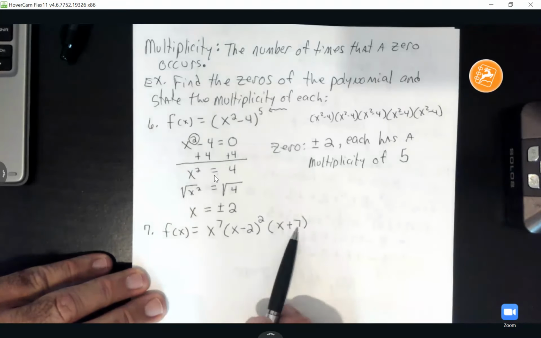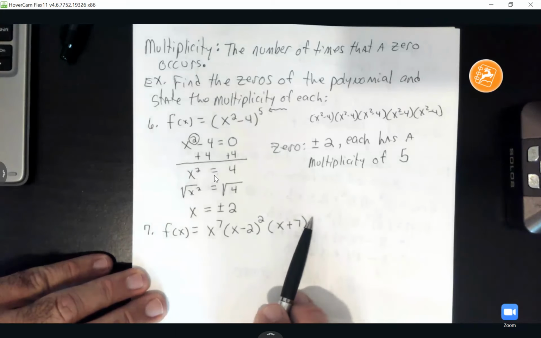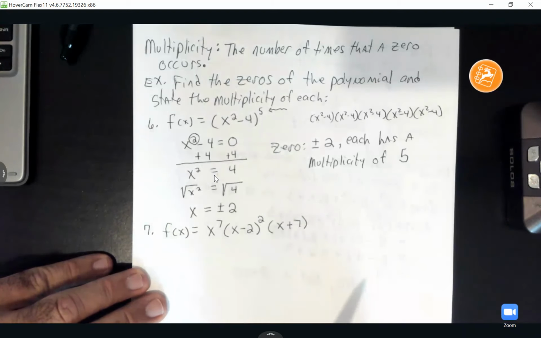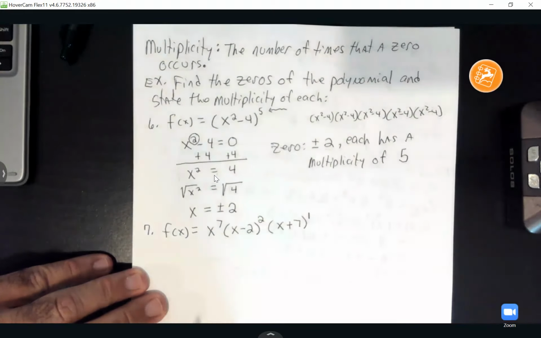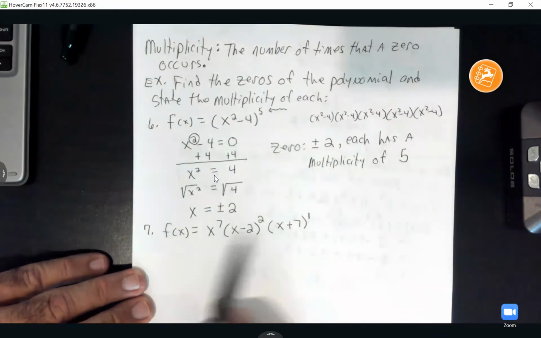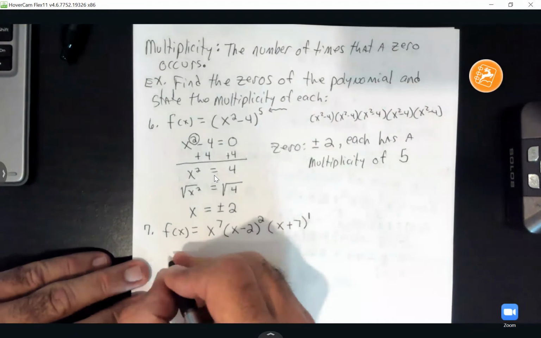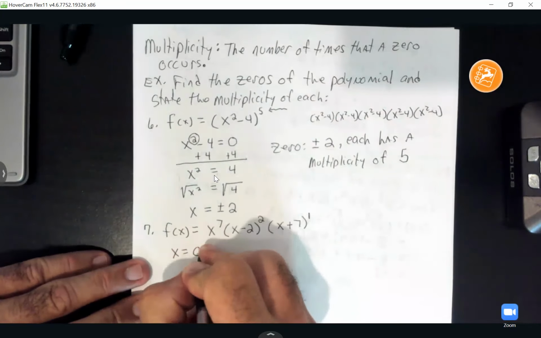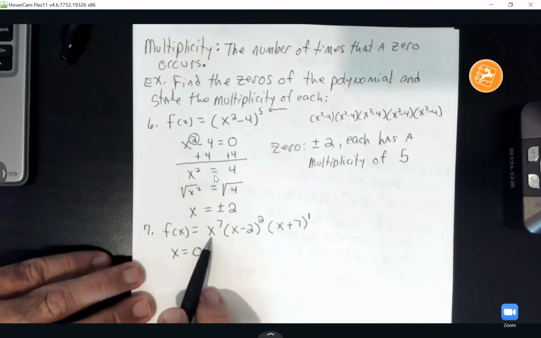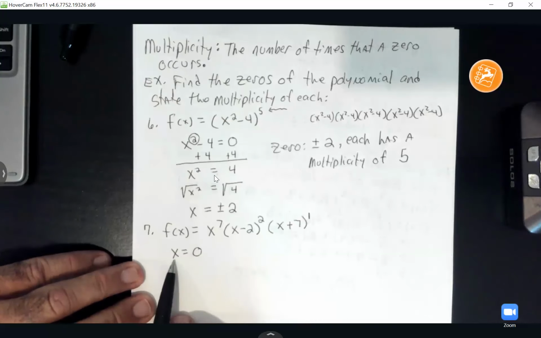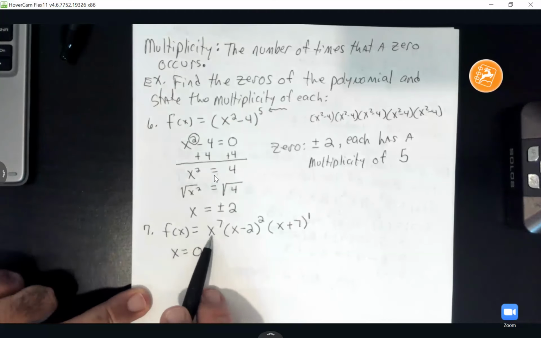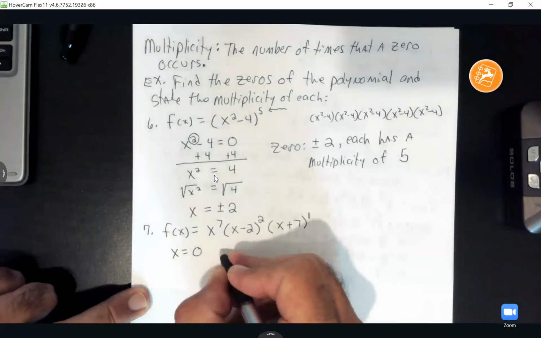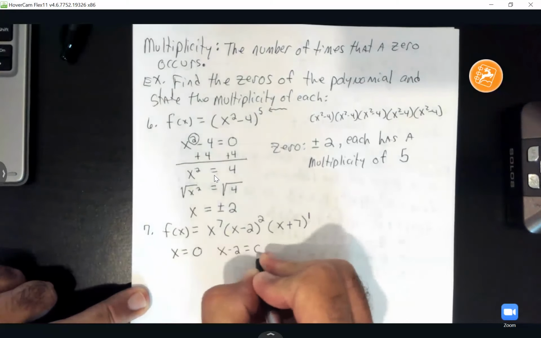Here I got an x plus 7. It does not have an exponent out here. So what exponent would be outside these parentheses? 1. So we would treat that like a 1 there. So notice I got 3 factors. I'm going to set all 3 of my factors equal to 0. And y'all, anytime you got a single factor like this, x, it always equals 0. So one of the zeros is going to be 0 if you got a single x factor like this. Now the other 2, I'm going to set both of these equal to 0.